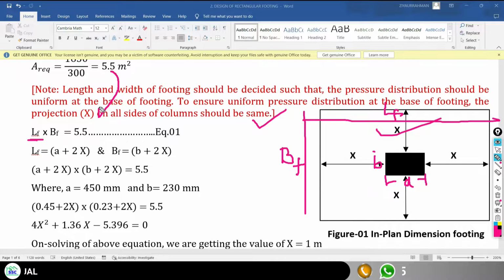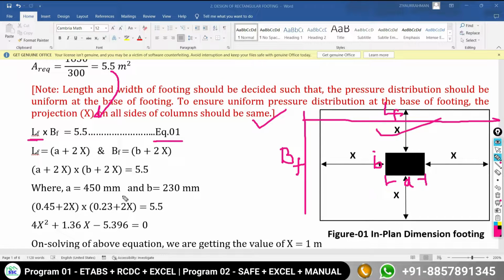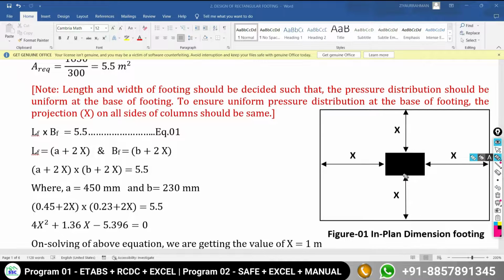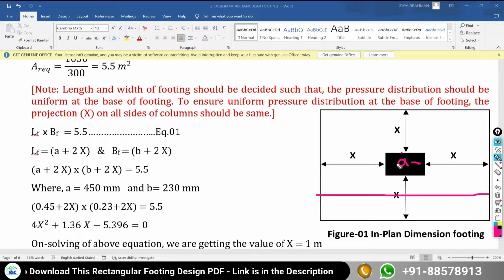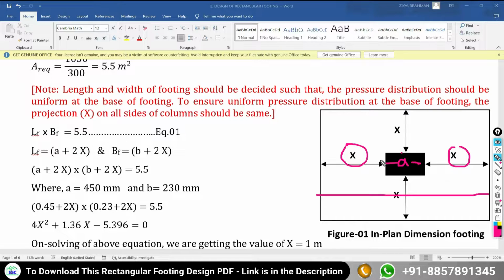We are taking it from here. I am going to call it equation first. But if you look at the figure, along the length, what is there? How much is this length? It is A. Along this direction, A plus 1x and this 1x, that is going to become 2x. So A plus 2x will come here. So the length of the footing is going to become this much.